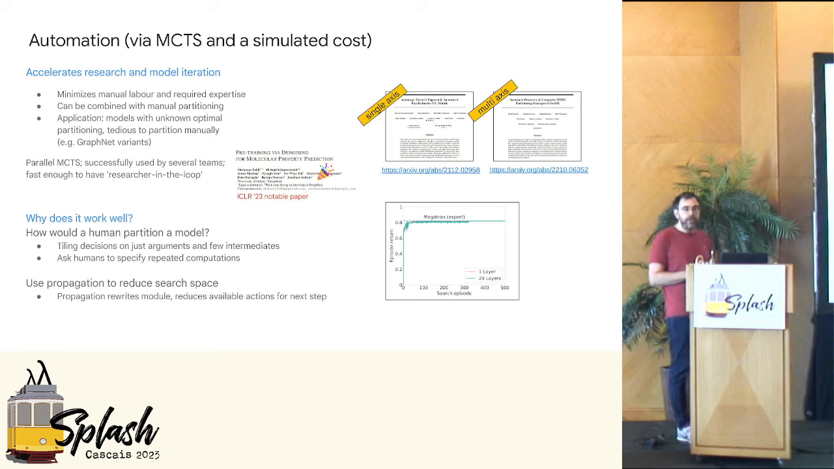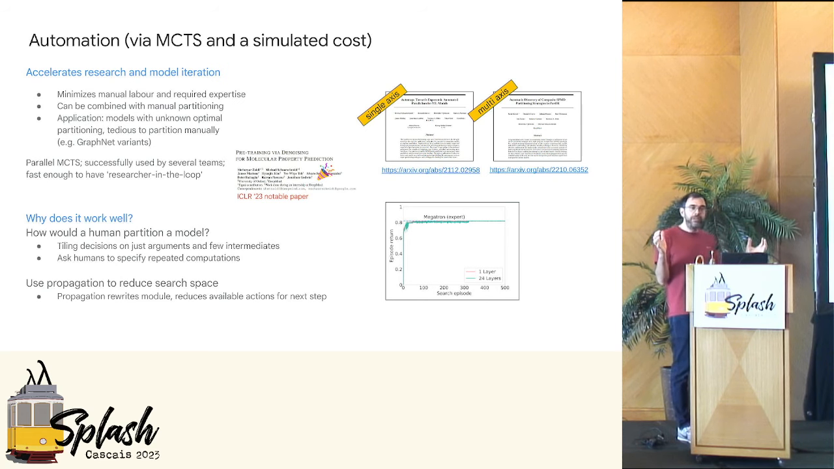We used Monte Carlo tree search because we exposed these imperative actions, so exploring one action at a time and trees of actions seemed like a very good fit for it. And why does it work well? The reason it works well is because we thought very hard about how a human would partition a model. So humans would try to shard some of their parameters, and they would expect that the matrix multiplications inside the models would be sharded along the data.